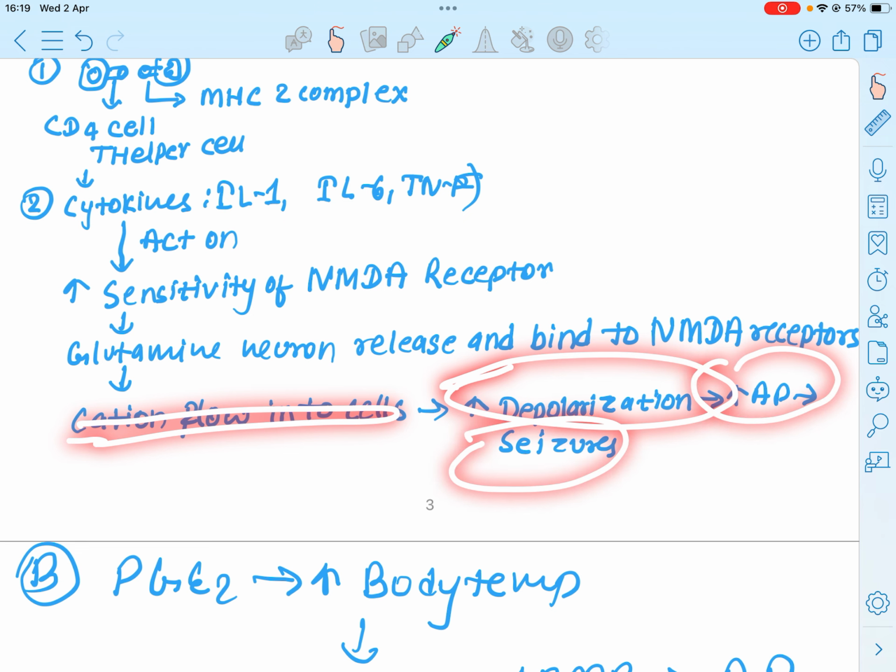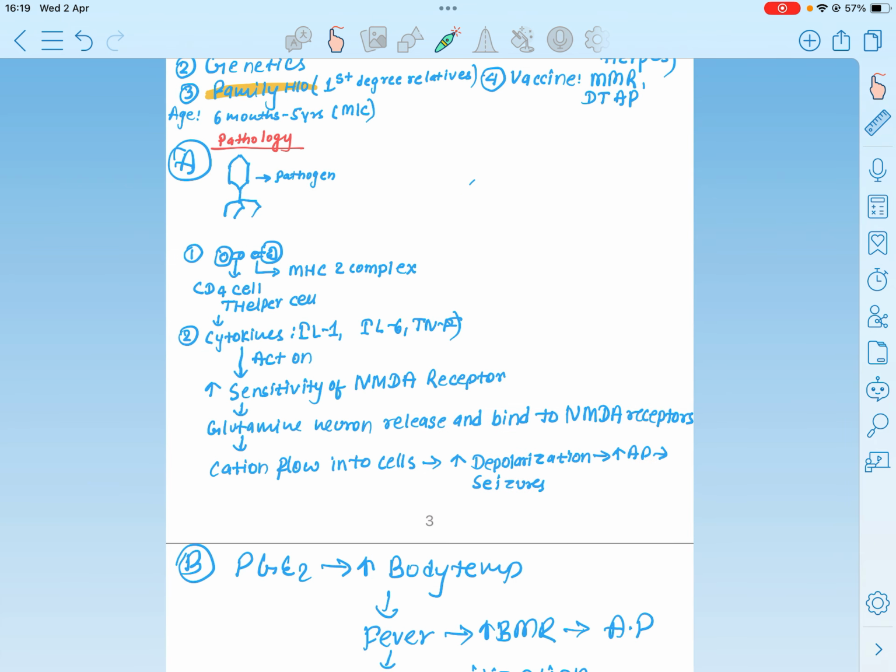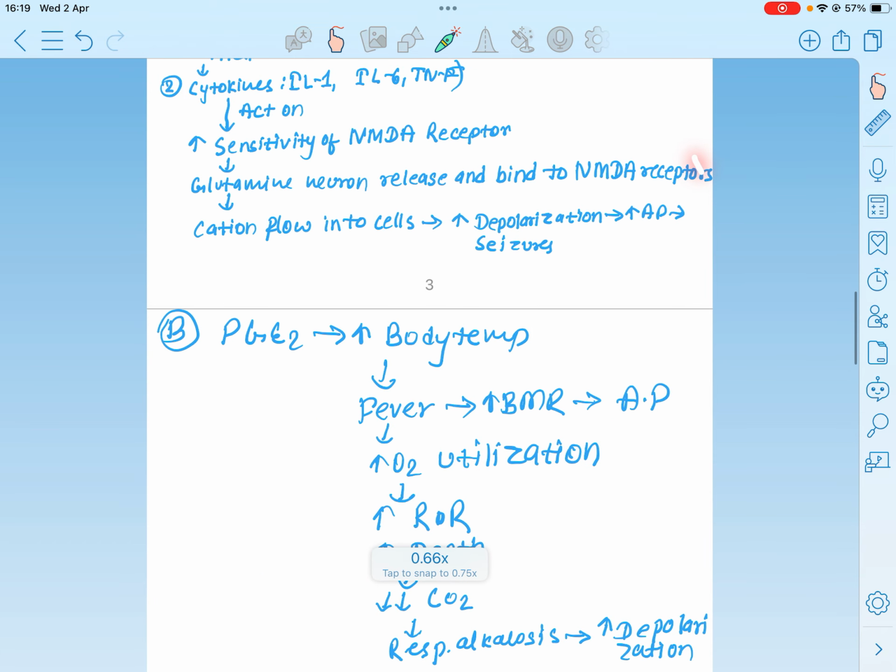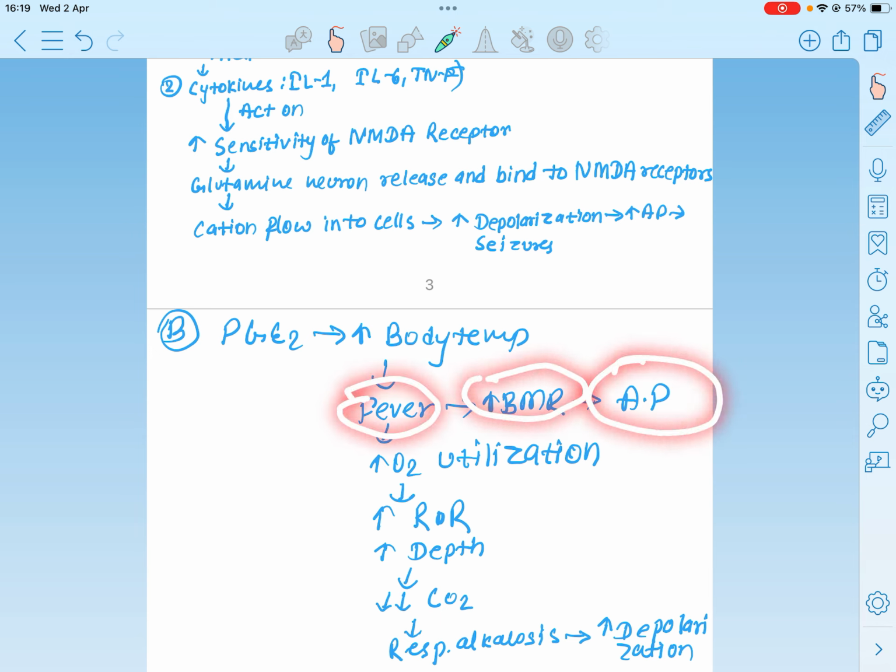In seizure, what happens? There will be release of cytokines, and it will increase sensitivity of NMDA receptors. Glutamate will bind to the NMDA receptors, and it will cause depolarization, increase in action potential, and seizure. Another one is prostaglandin E2 will increase body temperature. There will be fever, an increase in basal metabolic rate, and increase in action potential.